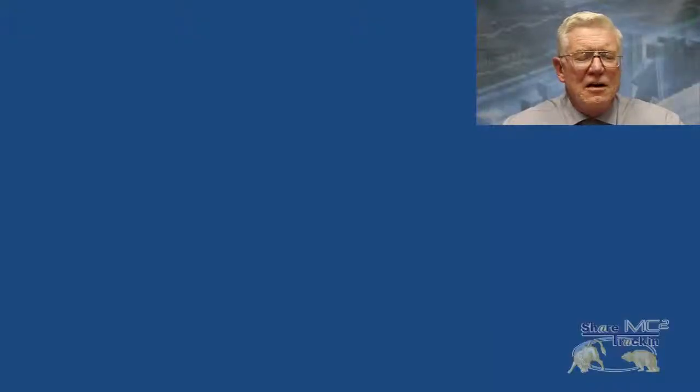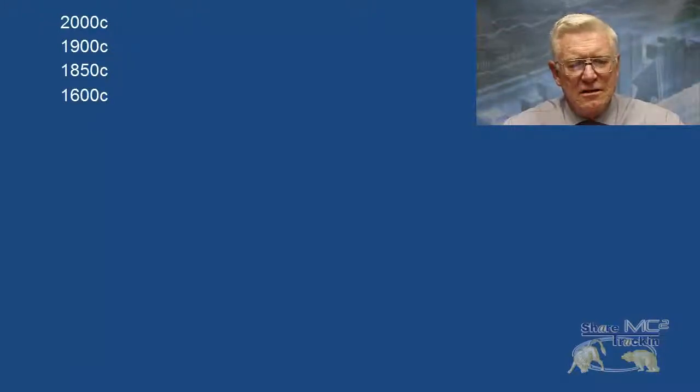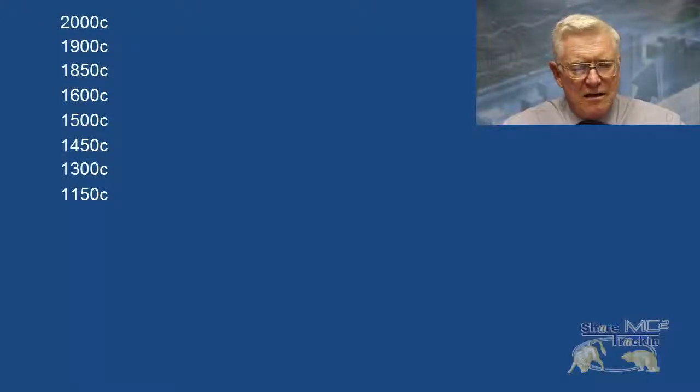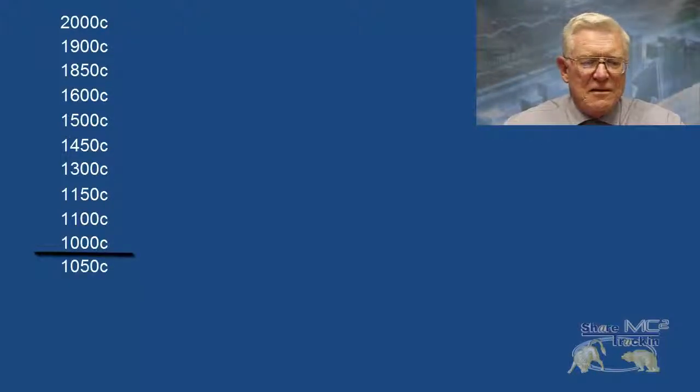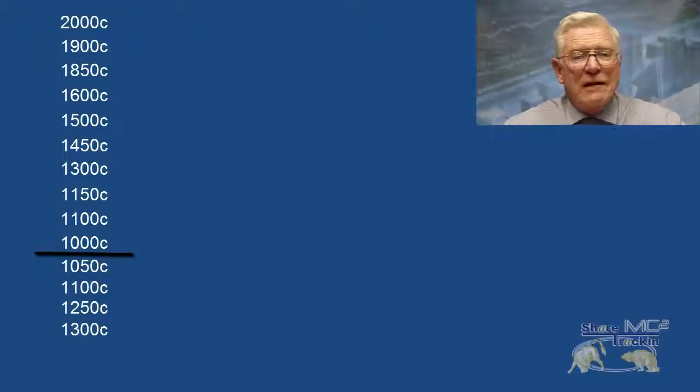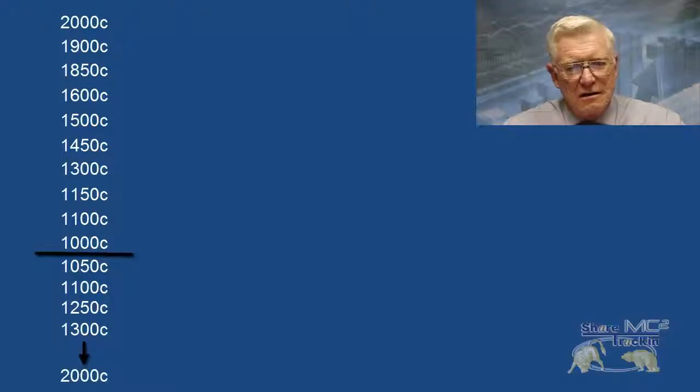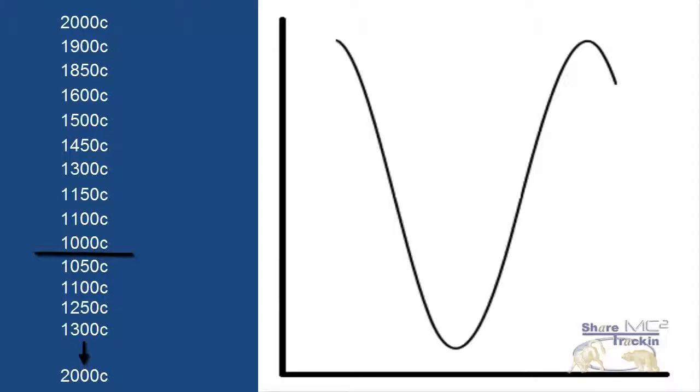Suppose that you have a share which is trading in the market for 2,000 cents, and it's in a downward or bear trend, and it falls to 1,900 cents, and then to 1,850, and then to 1,600, and to 1,500, to 1,450, 1,300, 1,150, 1,100, 1,000, and that's where it bottoms, and then it turns and it starts to go up, and it goes to 1,050, then back to 1,100 cents, then to 1,250, to 1,300, and all the way back up to 2,000 cents. Now, if we drew a graph of that, it would look something like this.